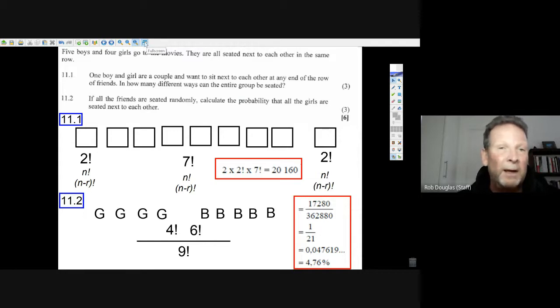It takes a while to get used to this, but it's a little bit easier if you play with the boxes. Like I'd have 1, 2, 3, 4, 5 like this, and all the girls I'd think of as one box there. Okay.